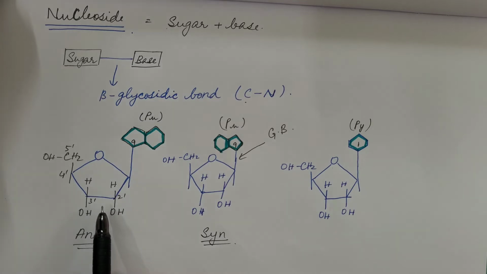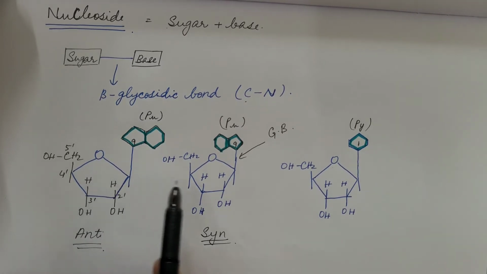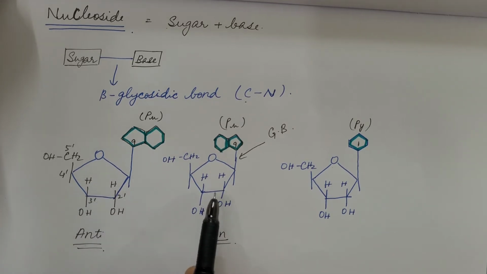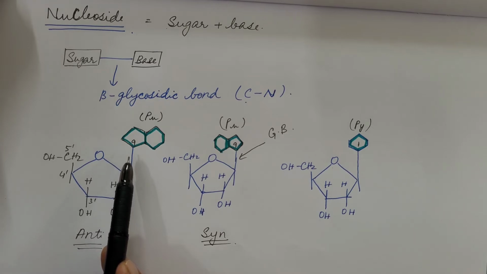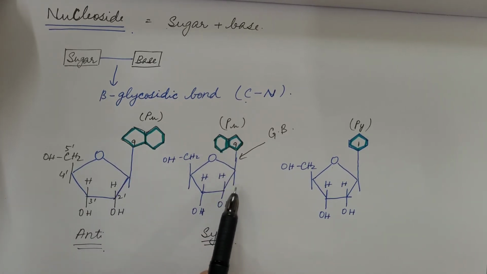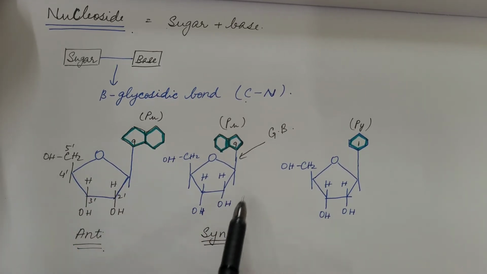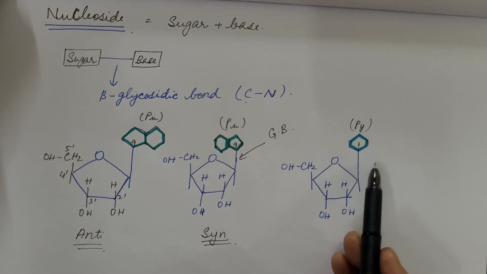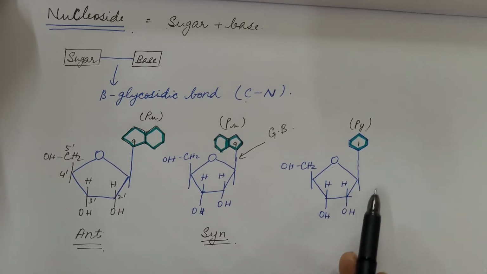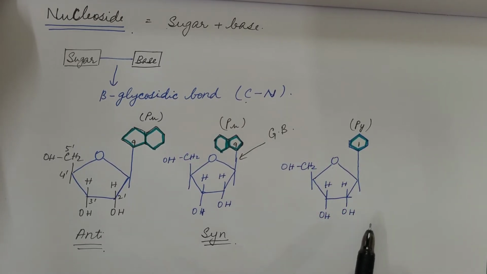Hence, they adopt different conformations. If we see these two structures, here the base is purine and due to its free rotation around the glycosidic bond, it adopts two different conformations, one is anti, one is syn. Here the base is pyrimidine. This is also able to freely rotate around this glycosidic bond, but it has only one conformation.